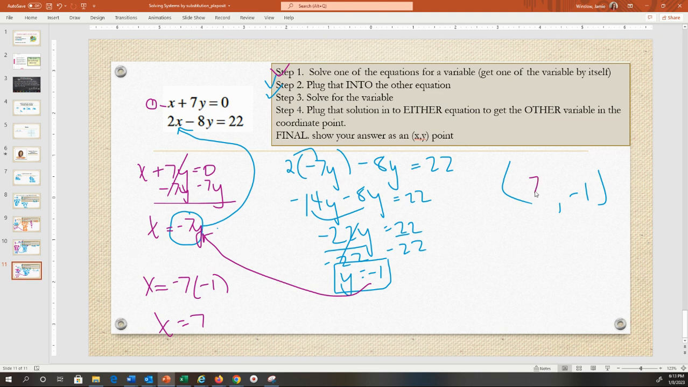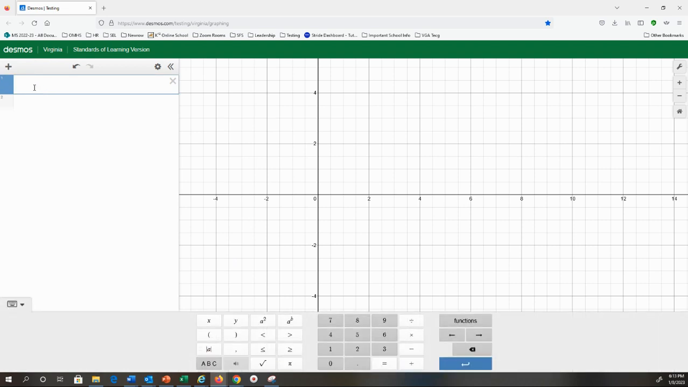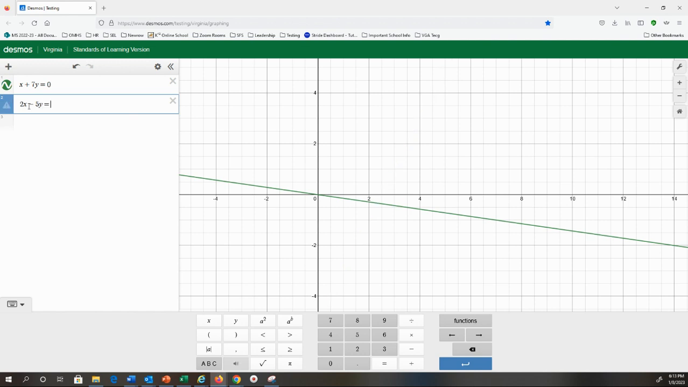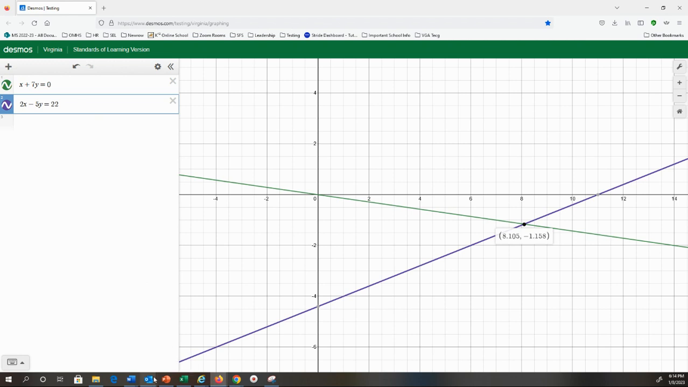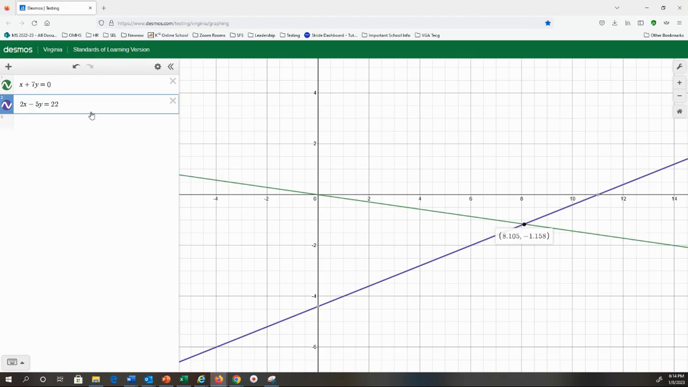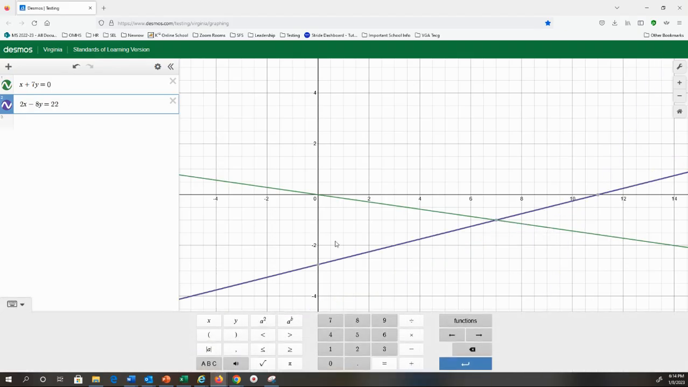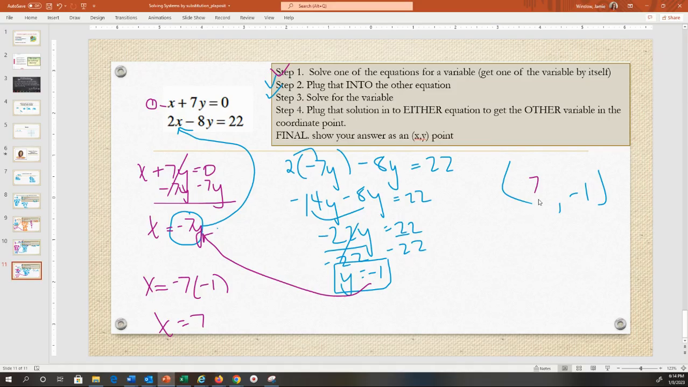All right, let's go check it on Desmos, our good friend. Seriously, super good friend. Okay, x plus 7y equals 0. And 2x minus 5y equals 22. Is that right? No. Did I copy it down wrong? 2x minus 8y. I put 5. You got to type it in right. 7, negative 1. Woohoo! We got it right.